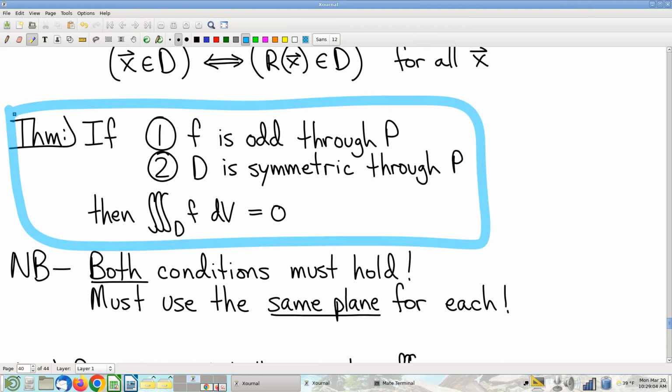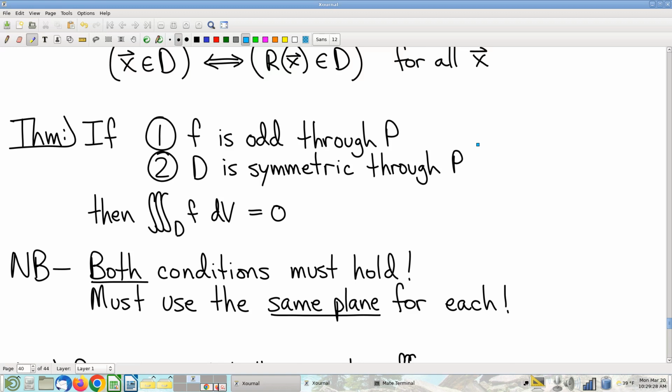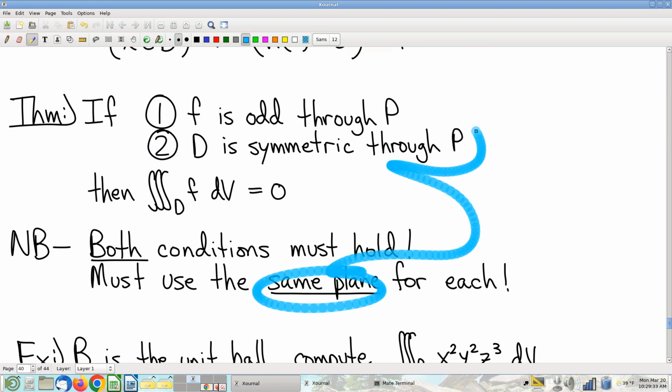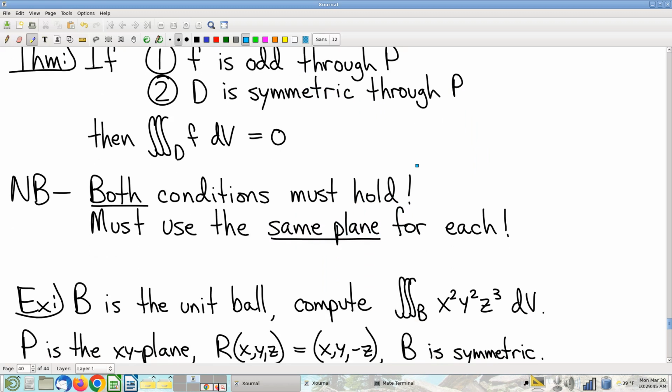Notice it looks at a glance literally exactly like the previous theorem. The only difference is that here I'm talking about a triple integral, and the reflections are over planes instead of lines. But I mean, it's the same exact concept. And I deliberately wrote it on the page, laid out exactly the same way, to emphasize that analogy. Same warnings. You've got to have both conditions be satisfied. You've got to use a plane instead of a line, but the same symmetry for both of the necessary symmetries. And the use, again, is the same.